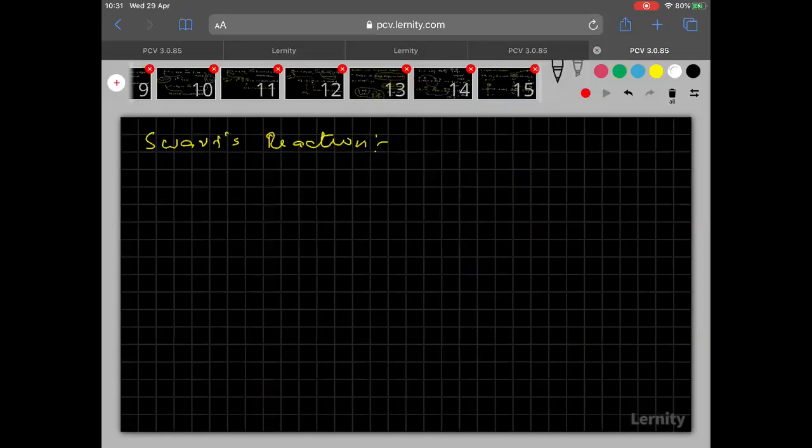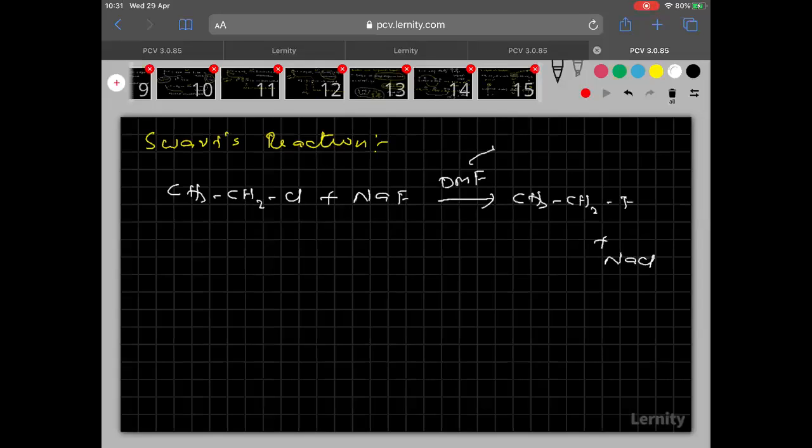See clearly here. CH3CH2Cl, when treated with NaF, sodium fluoride, in the presence of the solvent DMF, dimethylformamide. What is the product formed here? CH3CH2F, fluoroethane, plus NaCl. I think you know DMF is which solvent? A polar aprotic solvent.